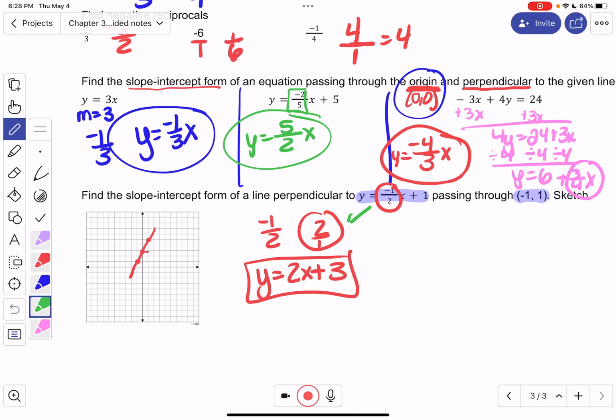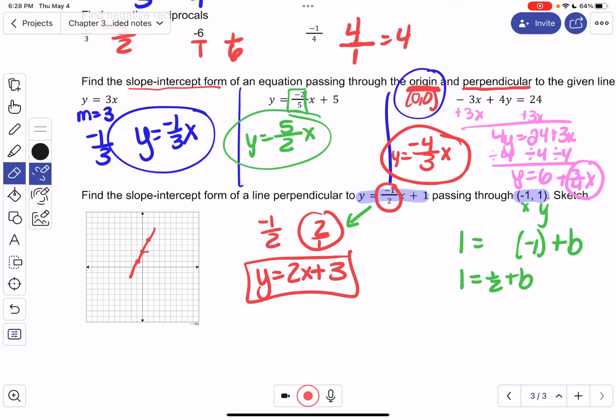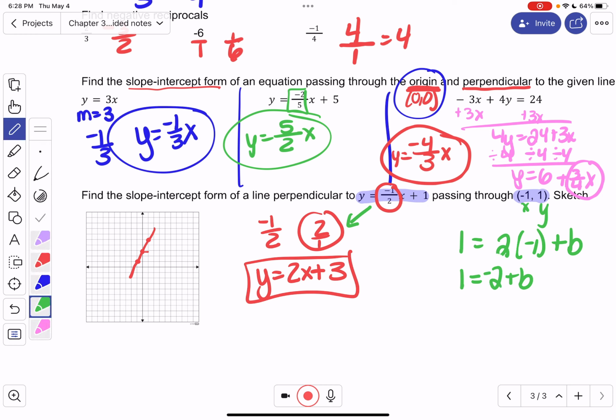Or we do the same thing with the slope and find our reciprocal. Then we plug these in for x and y. So 1 equals negative 1/2 times negative 1 plus b. That's not working because that should be 2. I forgot to flip it. I used the original slope, not the perpendicular. So 2 times negative 1 is a negative 2. Add 2 to both sides, and I get 3.